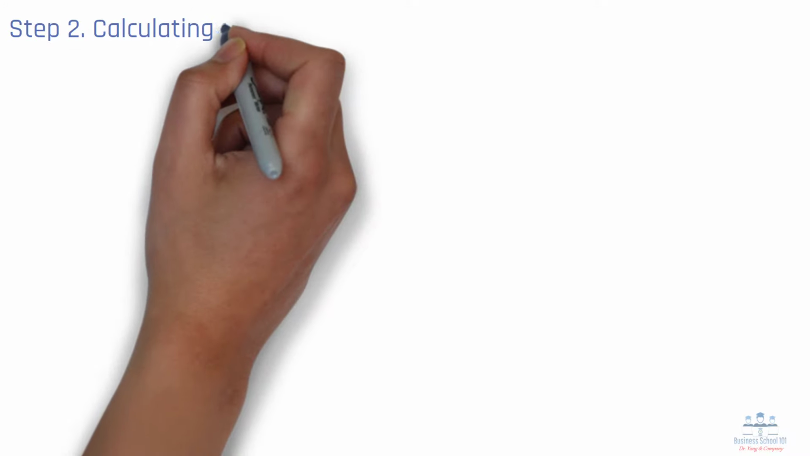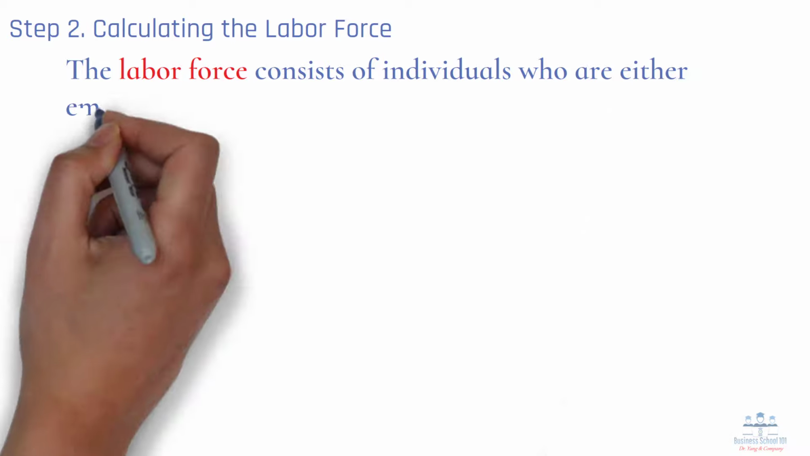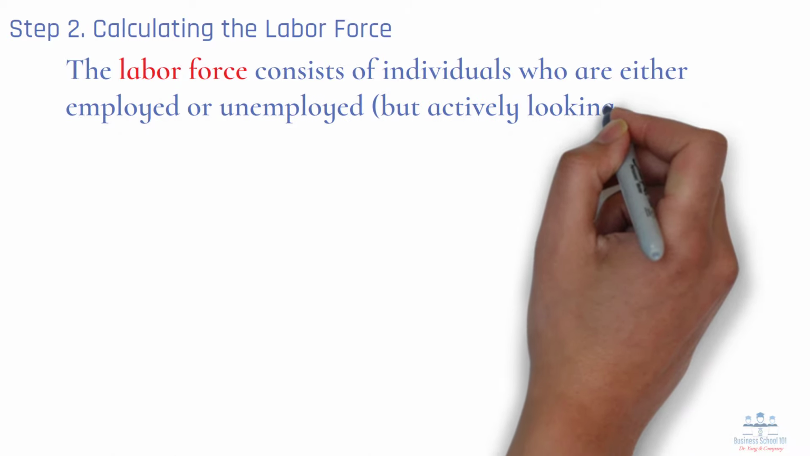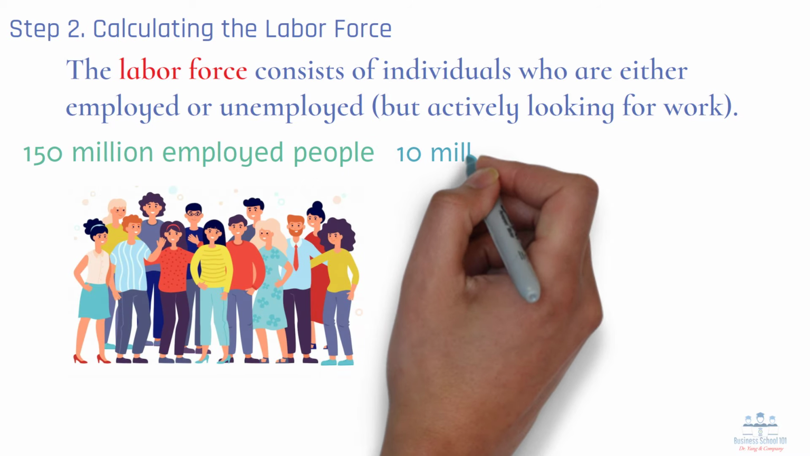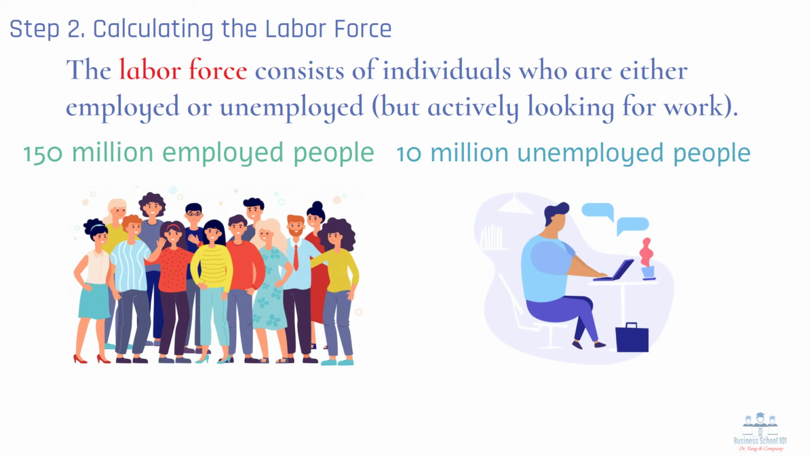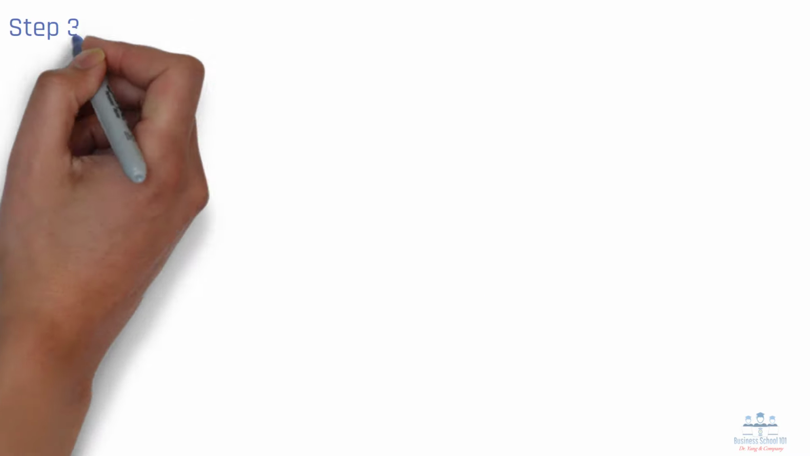Step 2. Calculating the labor force. The labor force consists of individuals who are either employed or unemployed, but actively looking for work. So, if there are 150 million employed people and 10 million unemployed people actively seeking work, the labor force would be 160 million.